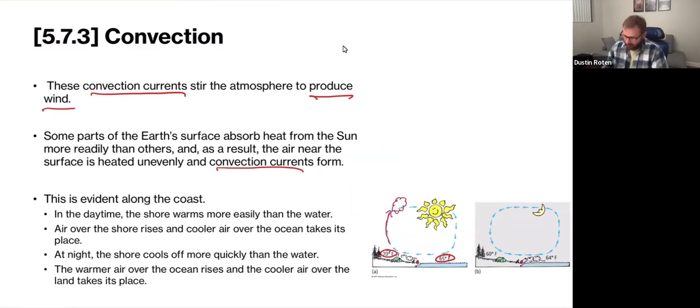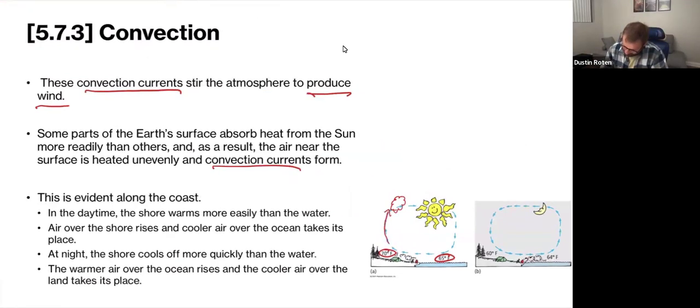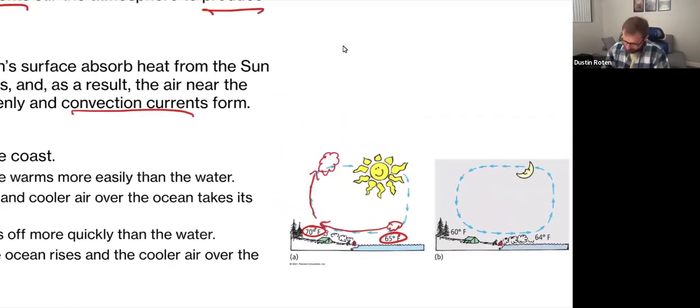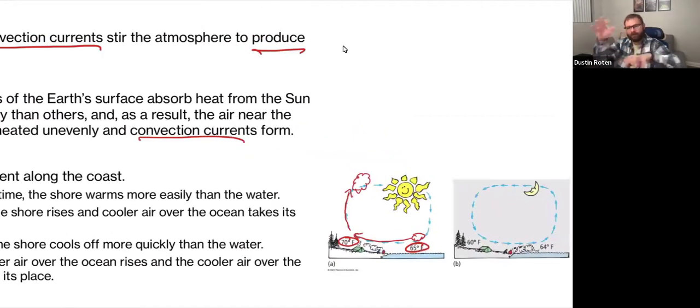Now, when it rises, something's got to take its place. We can't just leave a vacuum there. So what's going to happen is that's going to pull in this cold air parcel to take its place. So you can see how over time this setup happens and you get this current.